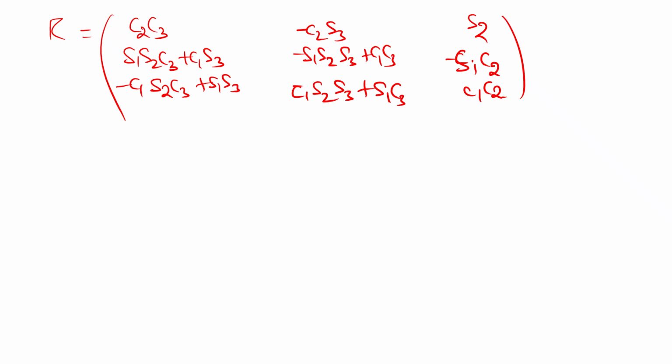So in this we can assume, I can say like this: this term is R11, R12, R13, this is R21, R22, R23, R31, R32, R33. If R13 is not equal to plus or minus 1, then we can say what is my theta 2?